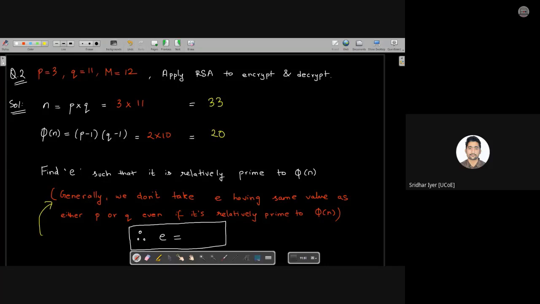But see that condition which I have written. Generally, we don't take E having the same value as either P or Q, even if it is relatively prime to phi of n. Can anyone tell me why I wrote so? Fine. I'm getting answers from Jimit. Jimit is correct. But does any one of you have any idea why we are doing so? Why are we avoiding taking the same values, even though it is not a factor of phi of n? Why? We can easily take E as 3. Yes or no?